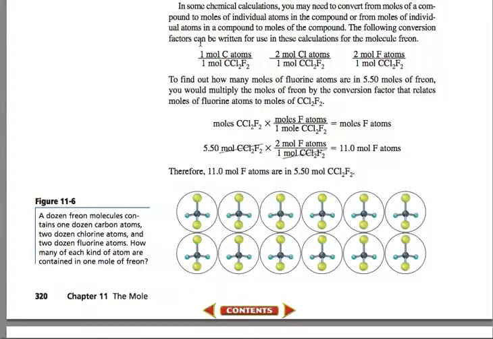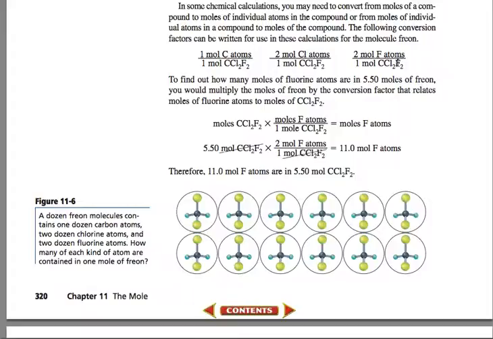The following conversion factors can be written for use in these calculations for the molecule Freon. Okay, so we have 1 mole of carbon atoms to every mole of the compound, okay? 1 mole of atoms to 1 mole of the compound. There are 2 moles, though, of chlorine atoms in every 1 mole of the compound, and there are 2 moles of fluorine atoms in every 1 mole of the Freon compound.